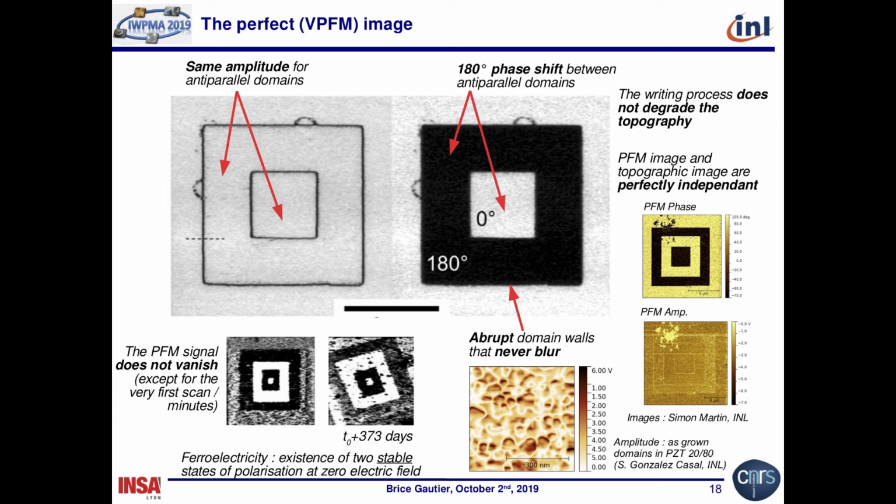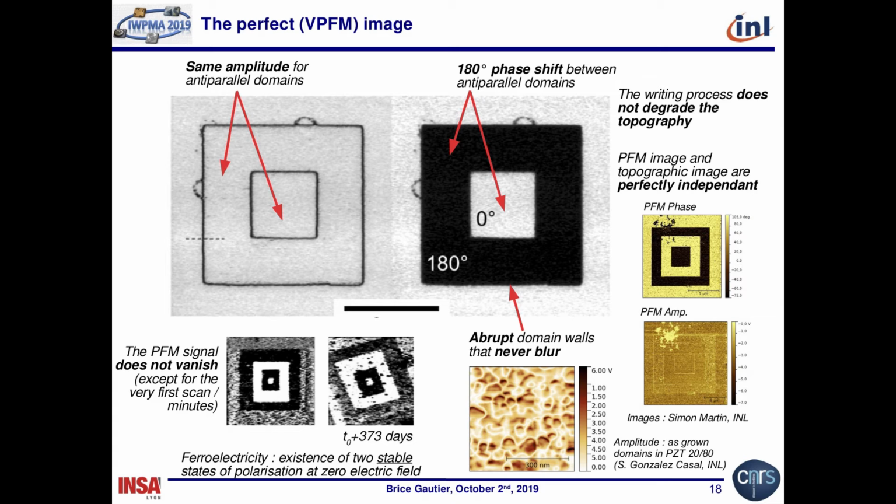So this is PZT, and this corresponds to this image. There is a large defect on the surface, on the topography. And you see here the contrast is inverted because of technical reasons. But you see the domain walls, which appear as a bright zone. Here in this image, the bright zone corresponds to null amplitude. But you see that the amplitude between the inner part and the outside part is almost the same. We can discuss that.